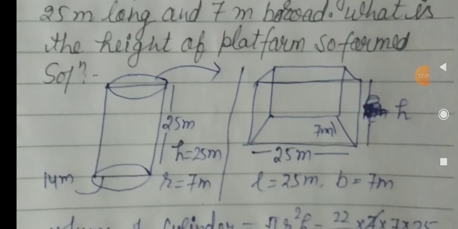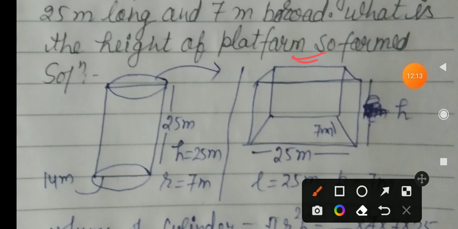It will be formed in cuboid form. So at that time, when you have a cuboid, it will give that the length of the cuboid is 25 meter and the breadth is 7 centimeter, but it will say that you have to find the height of that box.